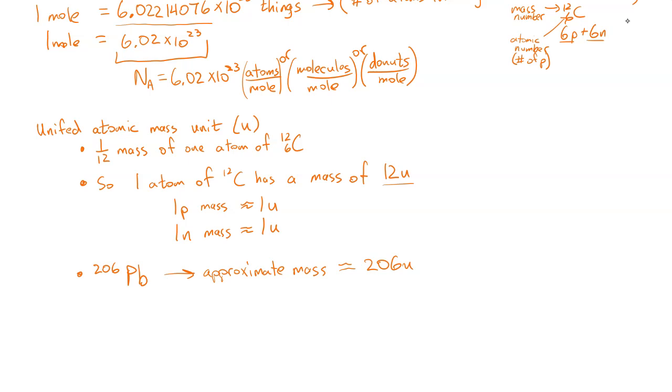They're 2,000 times smaller than a proton, and we're already approximating a proton as 1 U, so the electrons aren't going to make any difference in this approximation.